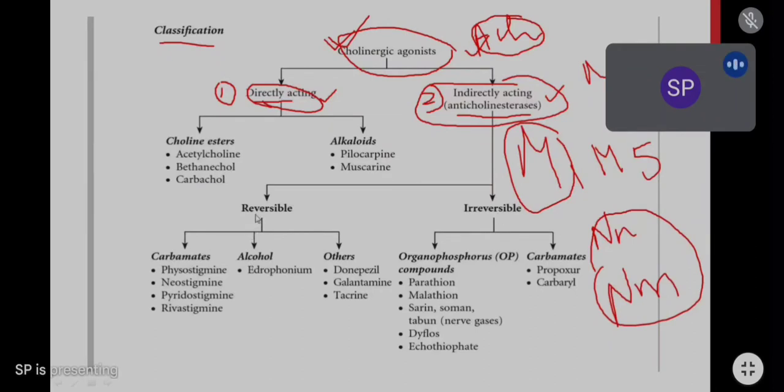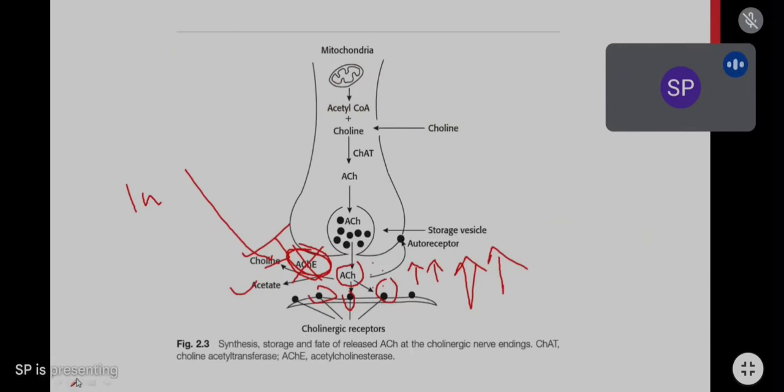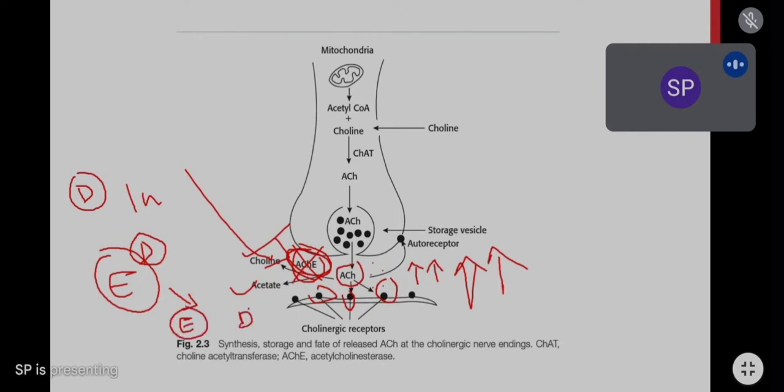Simple, reversible inhibitors, what do they do? Once the drug inhibits this enzyme, for example, this is the enzyme, okay, and this is a drug. When the drug comes and binds on the enzyme, after some time, what happens? The enzyme and drug will be dissociated. The drug will dissociate from the enzyme. Enzyme will be separated and drug will be separated. That type of inhibition is called reversible inhibition.